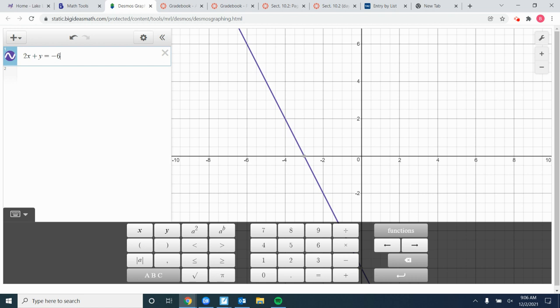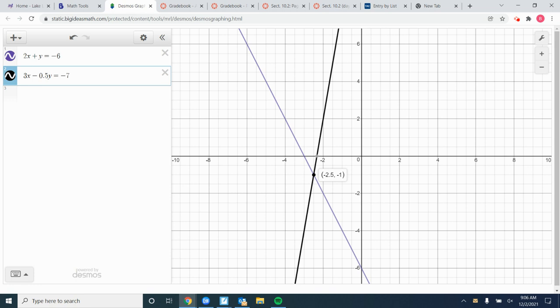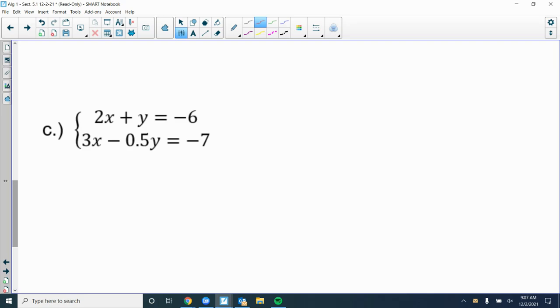Okay, so go to y2, or the second equation, and I'm going to type in 3x minus 0.5y equals -7. All right, do those hit? Yep, it hits it. All right, it doesn't always have to hit at a whole number. And actually, if it hits at a bad number, you might have to round it off. But right now, it's -2.5, -1. So that would be our answer here.